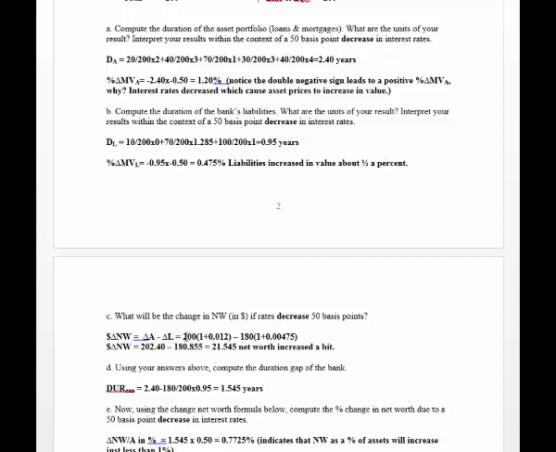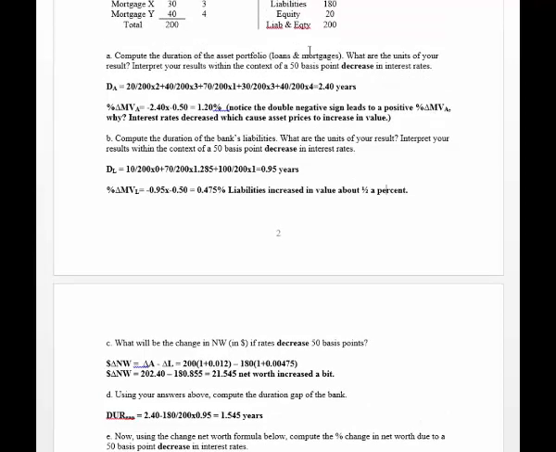Your assets are going to go up 1.2%, so they go from 200 to 202.4. The liabilities are going to go up by a little less than 0.5%, which means they go from 180 to 180.855. Your net worth changes from 20, where equity started, to 21.545. Net worth increased a bit. That's good. Your capital for the bank has gone up. Regulators will like it. Your bank is a bit safer from that change in interest rates.